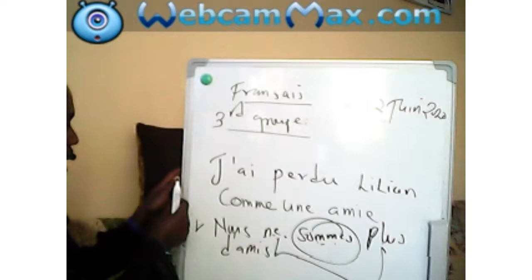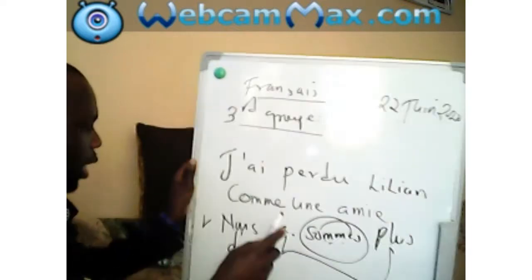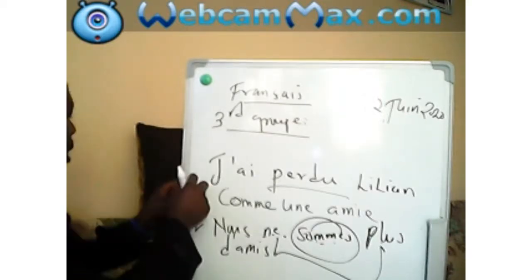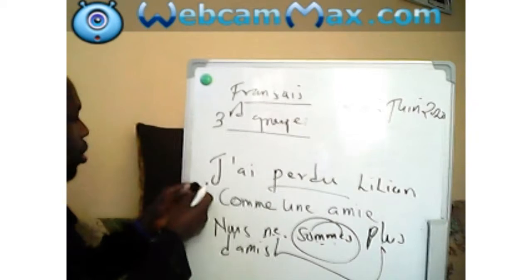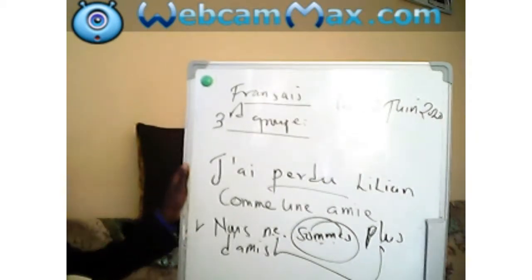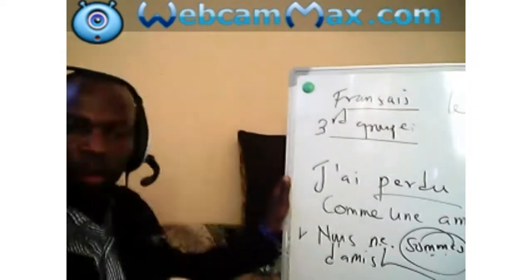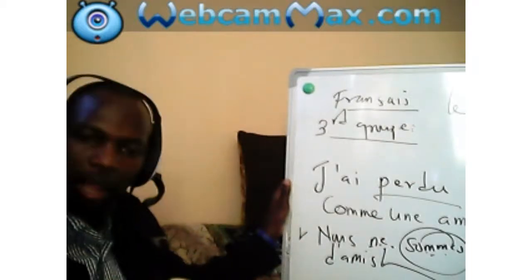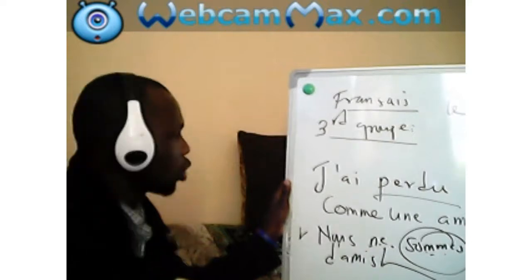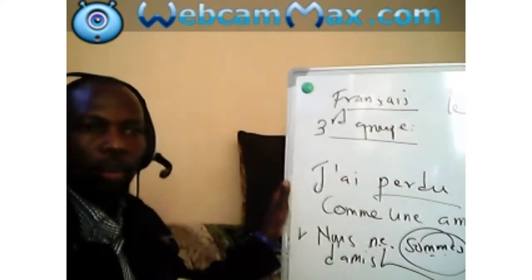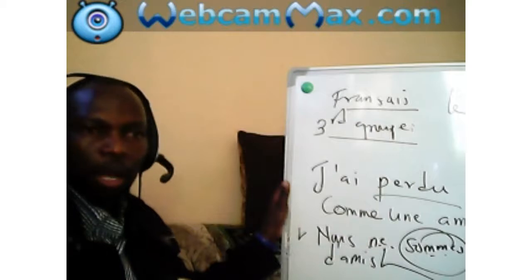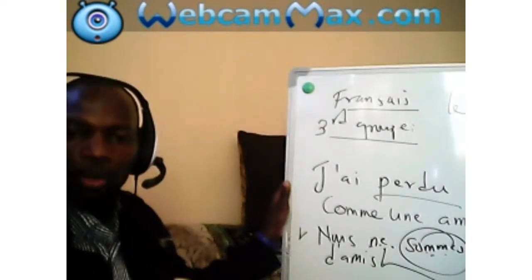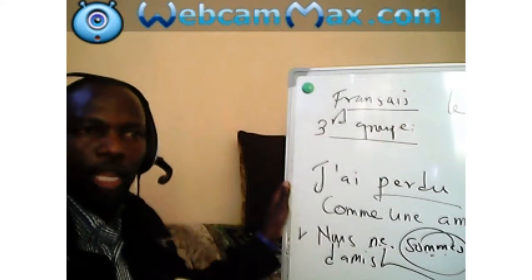So, you can lose someone, in terms of a friendship that has ended, or you can lose something. For example, you say, j'ai perdu mon téléphone. I lost my phone. J'ai perdu mon père. I lost my father. Things like that. So know how you can express yourself either in the present or in the past, okay? J'ai perdu, tu as perdu, il a perdu, elle a perdu, nous avons perdu, vous avez perdu, ils, elles ont perdu. That is the verb.